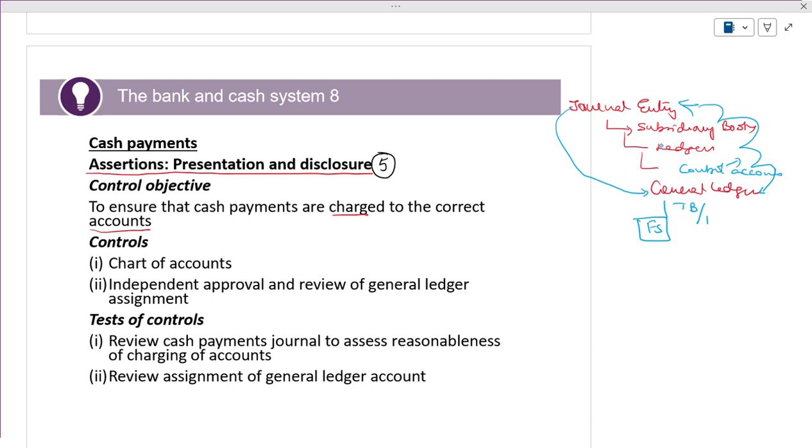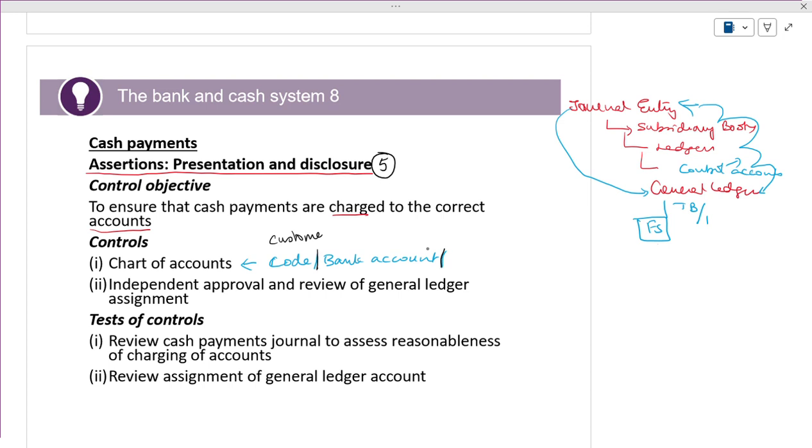When you are doing cash payments, charge to the correct account. First we will see the chart of accounts. In the chart of accounts you will have the codes, the bank account number, and the customer code. You will have the bank account there.